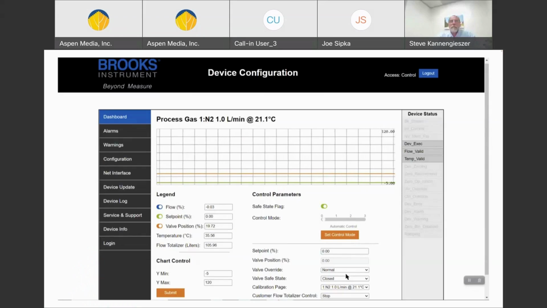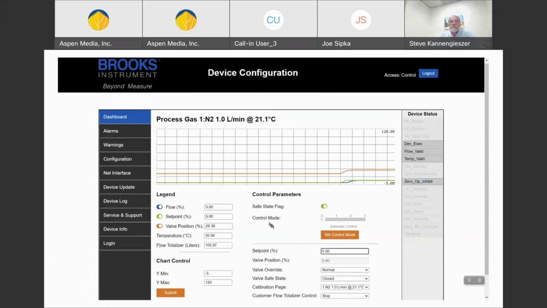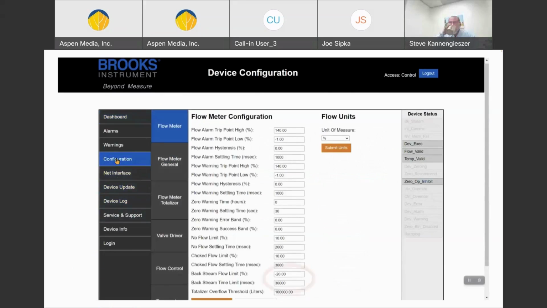There are 3 ways to access the error threshold configurations: through the PLC, the device's embedded web interface, or our Brooks Expert Support Tool or BEST software. The default backstream values are -20% of full-scale flow for at least 30 seconds. For this system, we change the threshold values from the default to -5% of full-scale flow for 5 seconds.